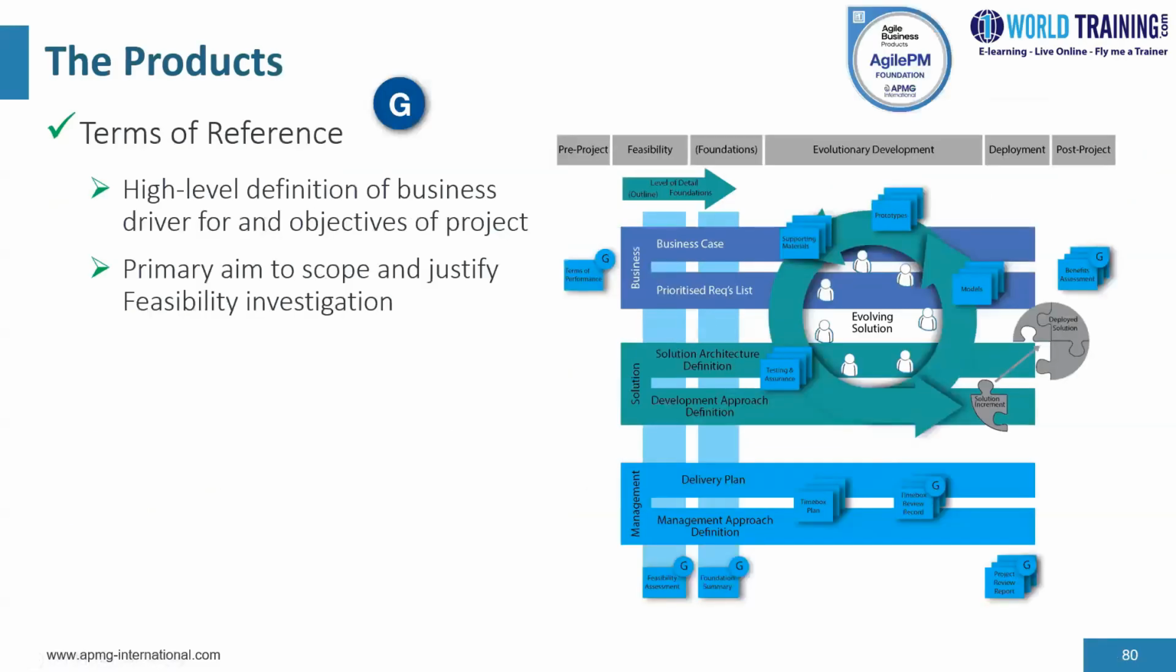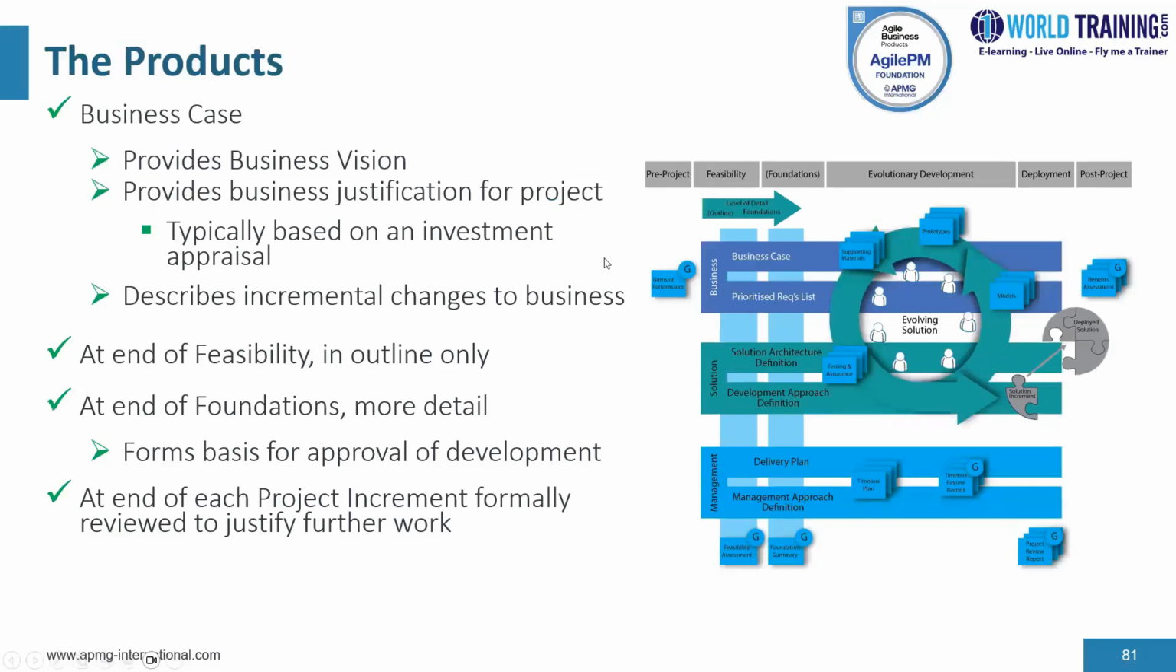Now, if you look on the business side, you have terms of reference. Terms of reference is a high-level definition of the overarching business driver for and top-level objectives of the project. The primary aim of the terms of reference is to scope and justify the feasibility phase. It is defined as a governance product because it may be used for purposes such as prioritization of project within a portfolio. And then we move on to the next one, which is the business case product.